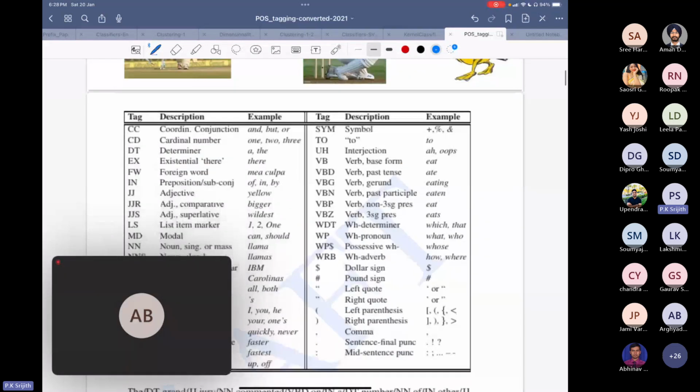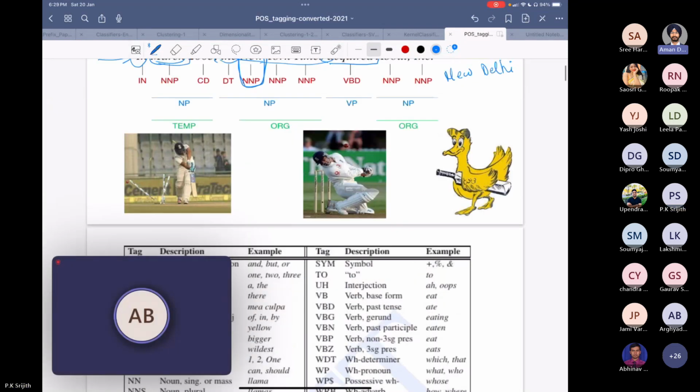Some of the models you may have studied already in a machine learning course, like the hidden Markov model.